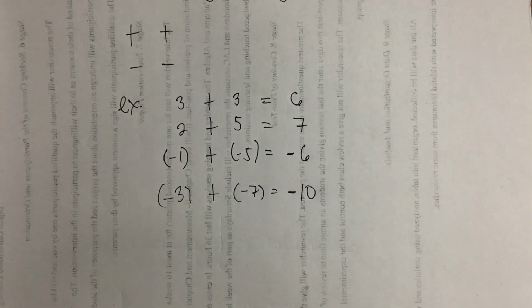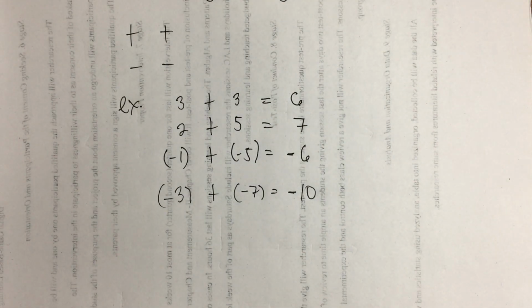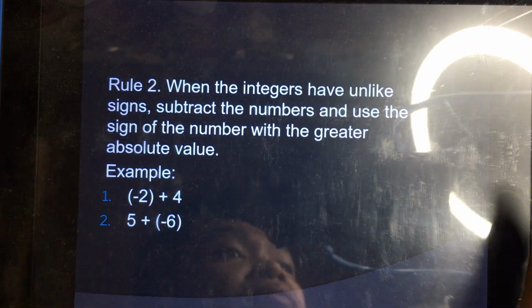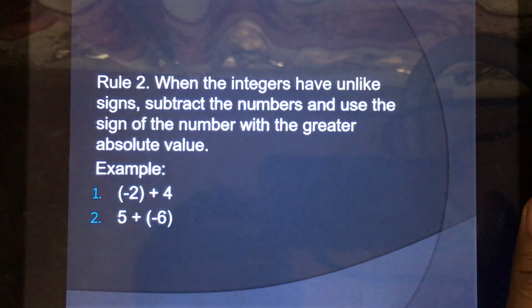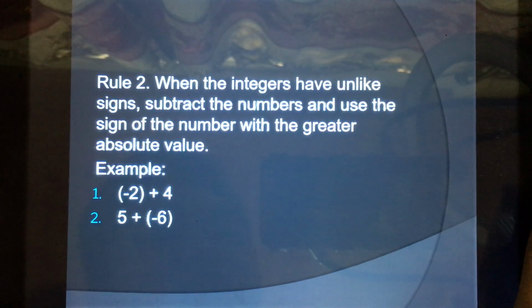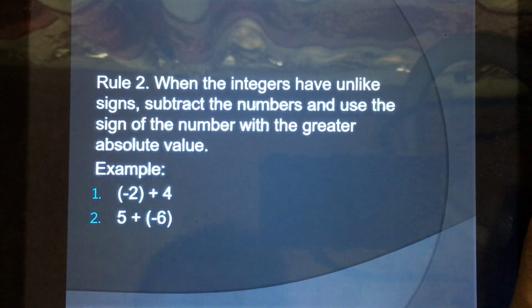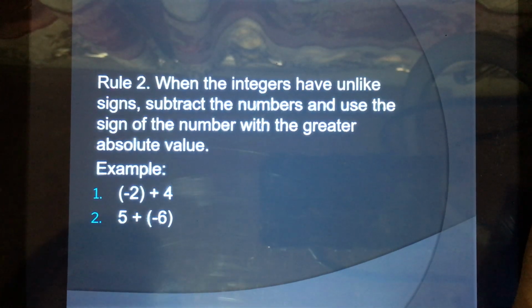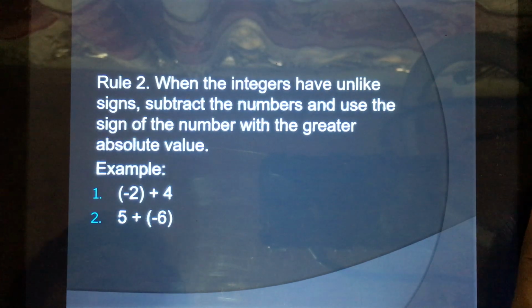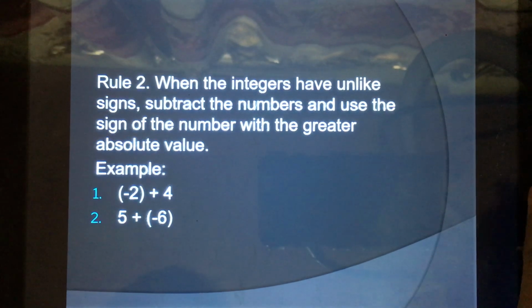Next, rule number 2. When the integers have unlike signs, subtract the numbers and use the sign of the number with the greater absolute value. Again, when the integers have unlike signs, or hindi magkapareho na signs, you subtract the numbers and use the sign of the number with a greater absolute value.